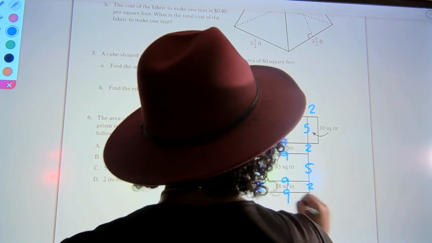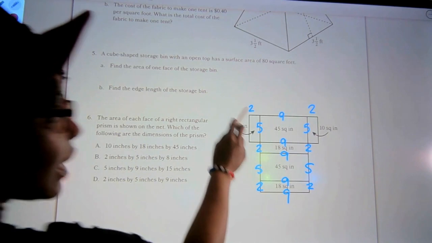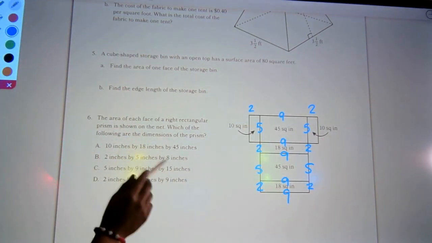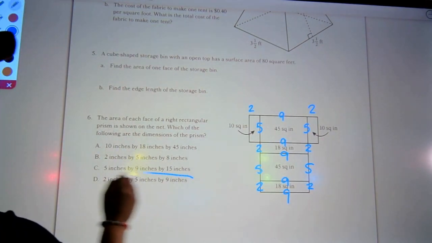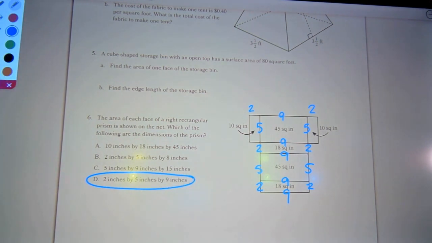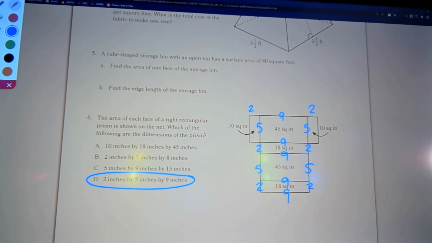And we know this is 9. So our side lengths are 2, 5, and 9. So you want to find the one that matches that, and that is D. So that completes that page for our practice problems. Let's look at the next page.